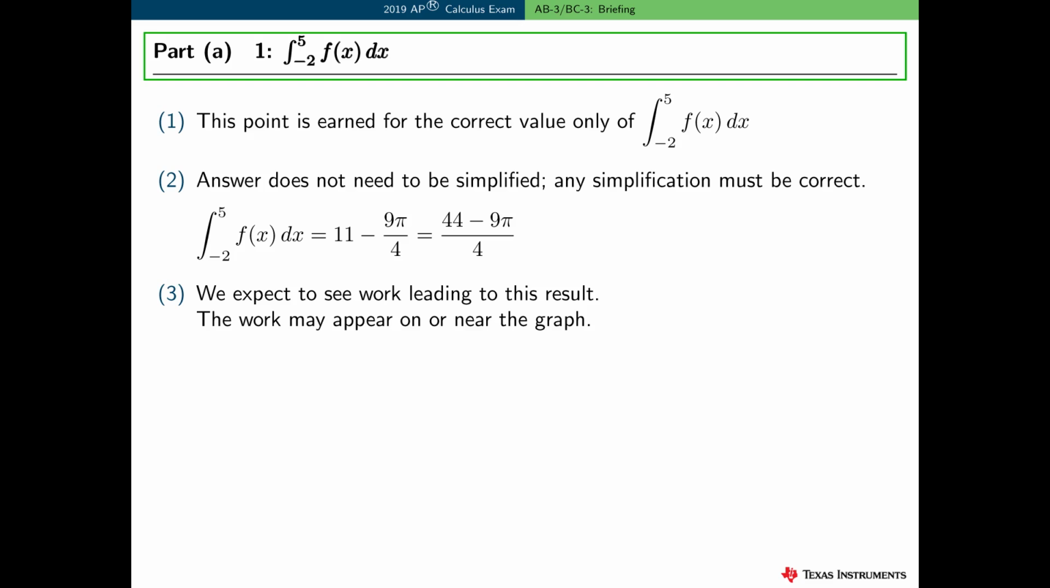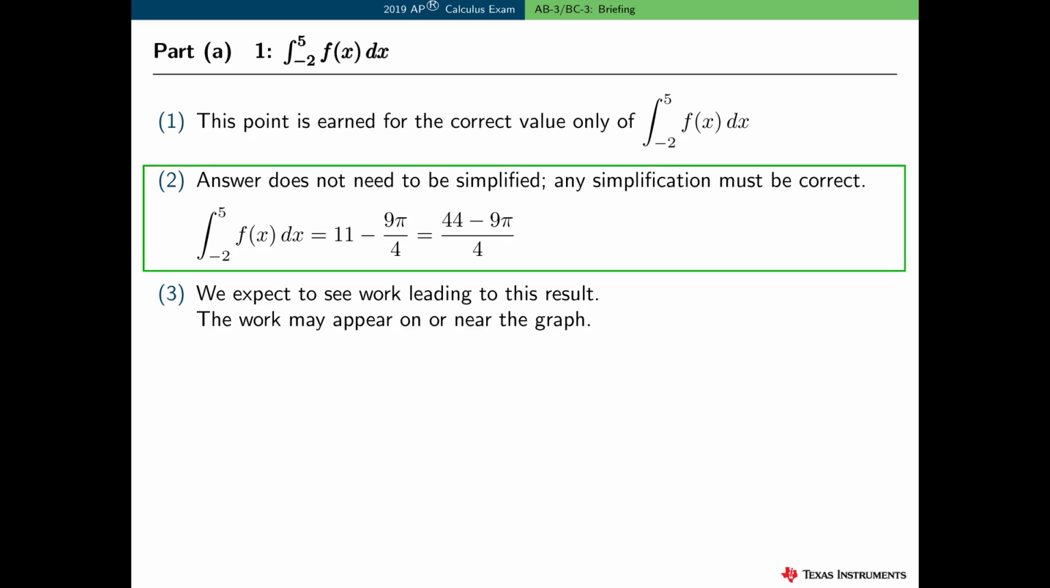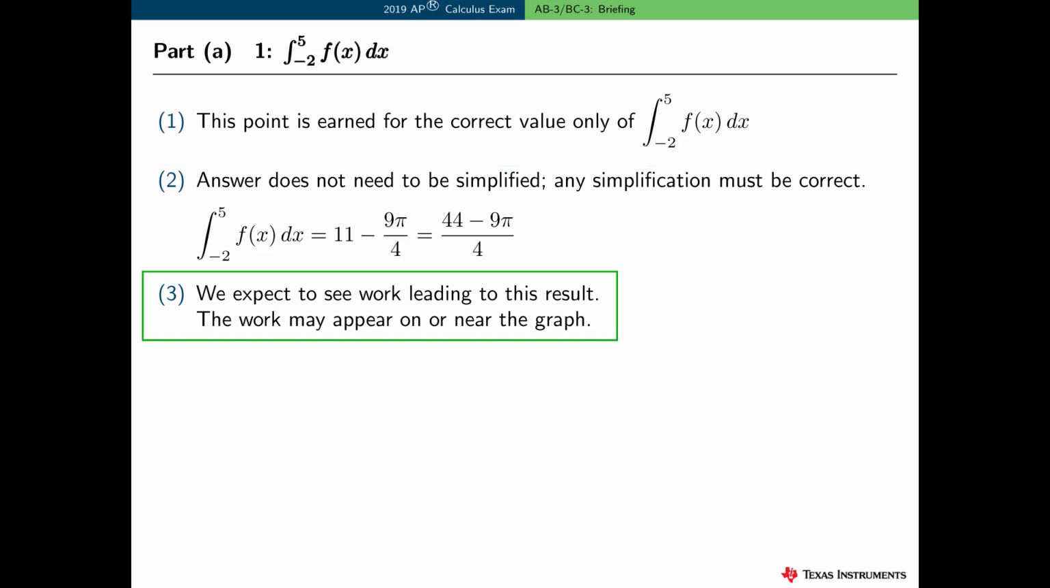The second point in Part A was earned for the correct value of this definite integral, and for the correct value only. This value does not need to be simplified, but any simplification must be done correctly. Here are two common expressions for the definite integral. Now, we expect to see some work leading to this result. And in this case, we were willing to look on or near the graph given in this problem.